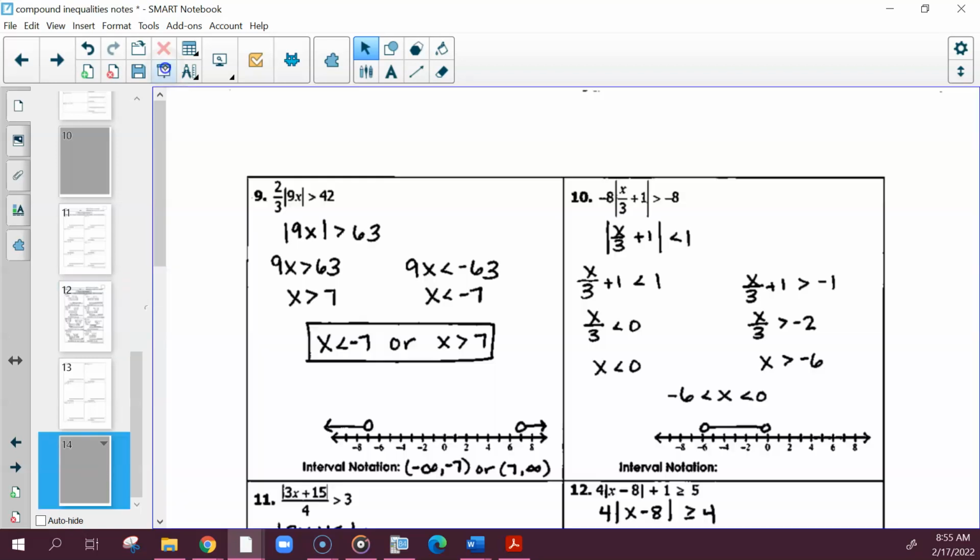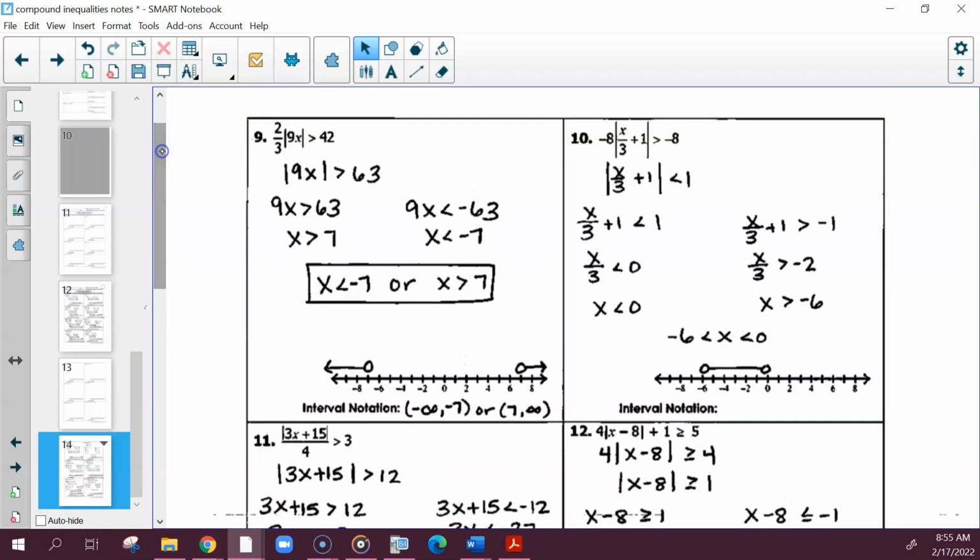Number 10. Again, some of this work is not shown, but divide both sides by -8. When you do that, your sign changes direction. So this was an or, but now it's an and.